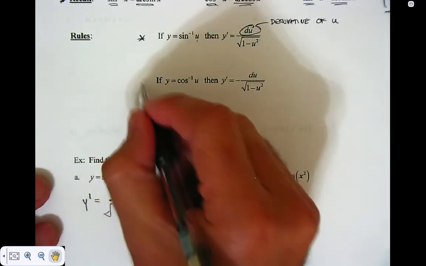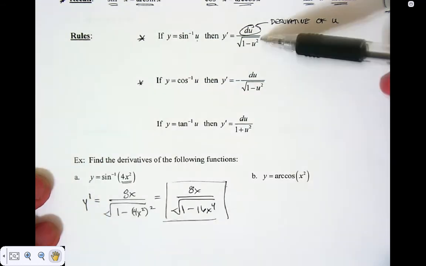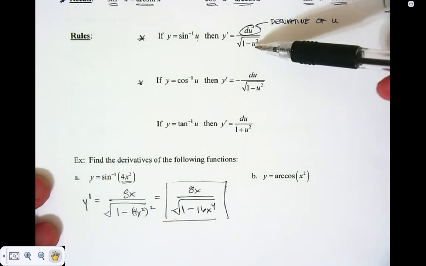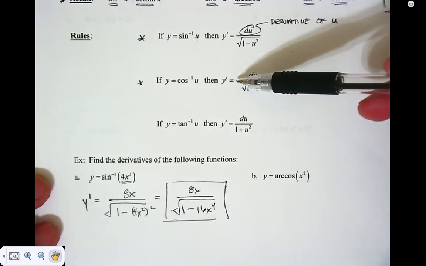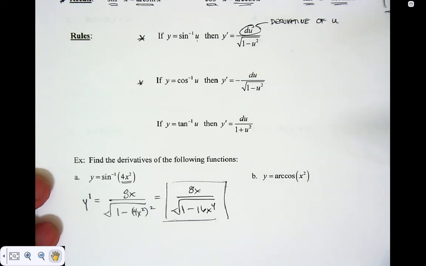Okay, so let's do the cosine. This looks really familiar. This is why it's easier to memorize than you think. Once you memorize sine, cosine is just negative. So there's nothing different. You do exactly the same thing, it's just negative.